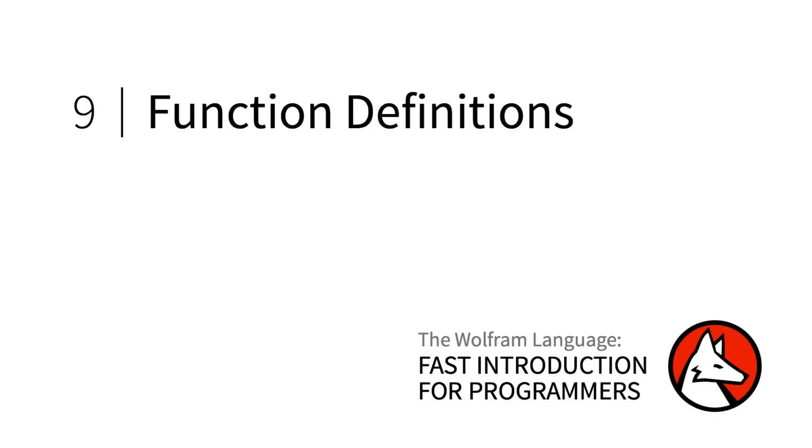Welcome to the Wolfram Language in Section 9 of Fast Introduction for Programmers. This section is about defining functions, which is typically done using assignments. For example, this defines a function f that takes two arguments.